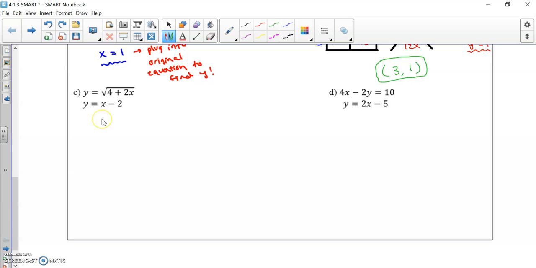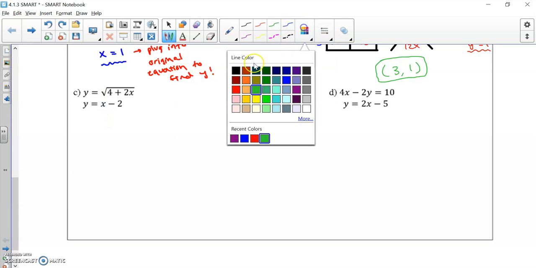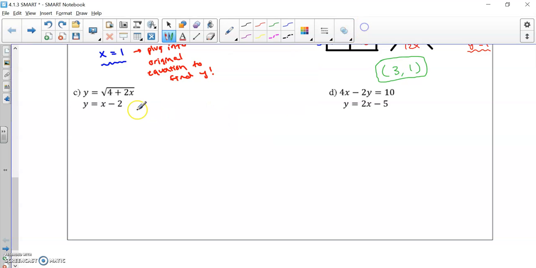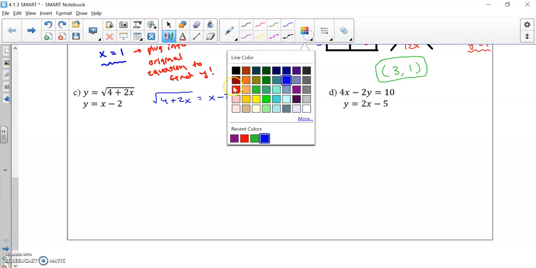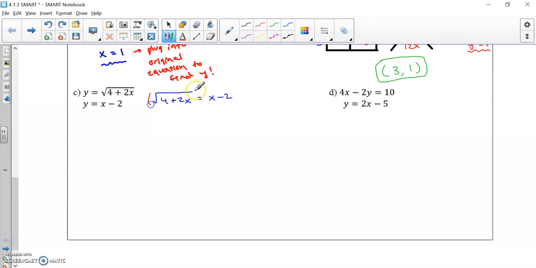We have a radical function here. So again, same starting method, which is to set both equations equal to each other. So we can say that the square root of 4 plus 2x is equal to x minus 2. Now the first thing we ought to do is get rid of that square root because there is an x stuck in it. So to do that, we got to do the opposite, which is to square both sides. You always want to square both sides when you're trying to get rid of a square root.